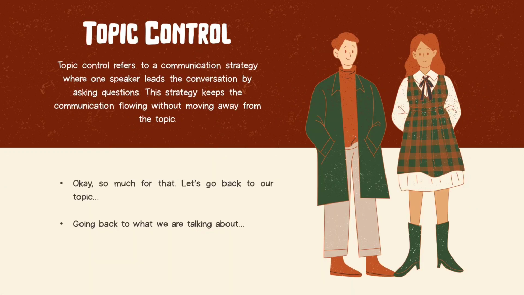Fourth, topic control. It refers to a communication strategy where one speaker leads the conversation by asking questions. This strategy keeps the communication flowing without moving away from the topic. This strategy keeps the conversation focused on the topic throughout the discussion and keeps the development of the topic by asking questions. It controls or prevents the unnecessary shift of topic or interruptions from the conversation. Examples: Okay, so much for that. Let's go back to our topic. Going back to what we are talking about.